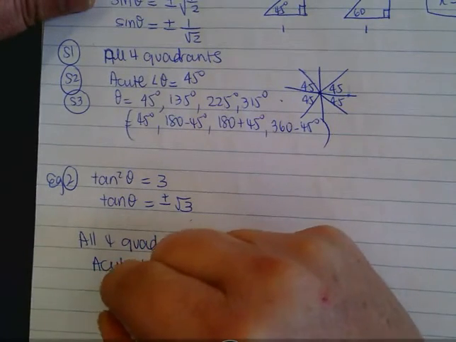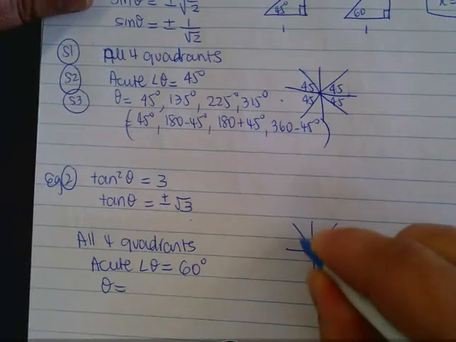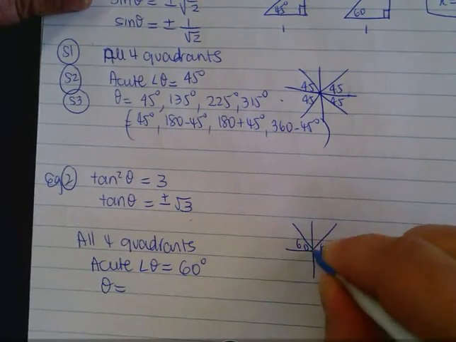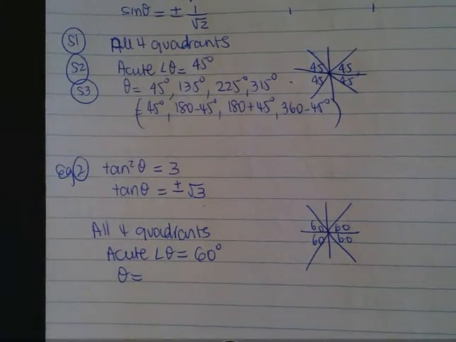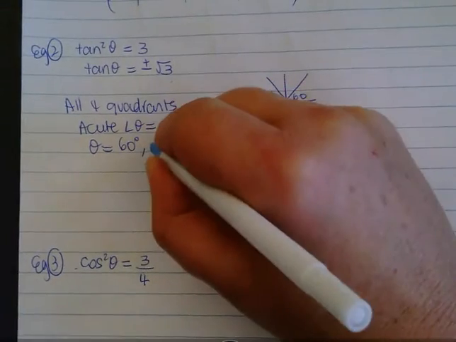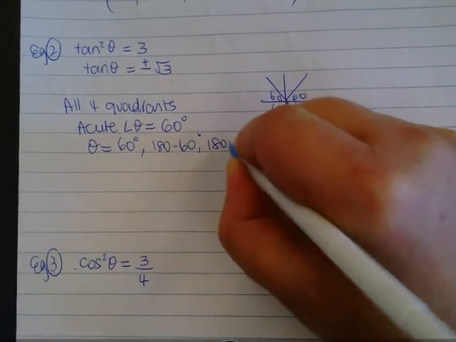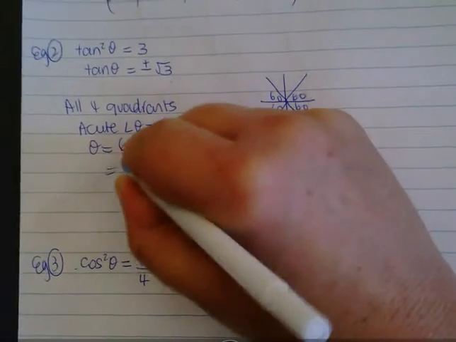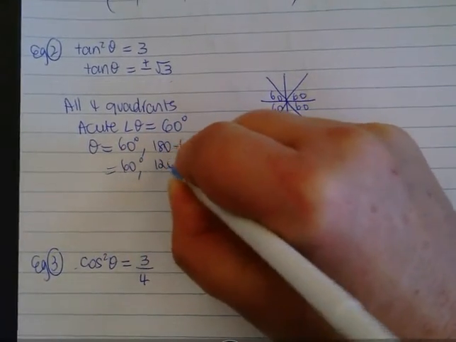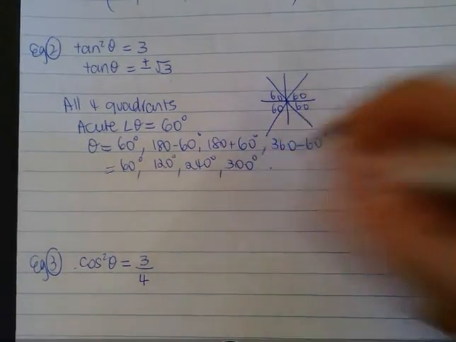And so my solutions are, and you just draw your little diagram if needed. And off you go. 60, we've got 120, which is 180 minus, right? We've got 180 plus, which is quadrant 3, and we've got 360 minus, which is quadrant 4. So we've got 60 degrees, 120 degrees, 240 degrees, and 300 degrees.